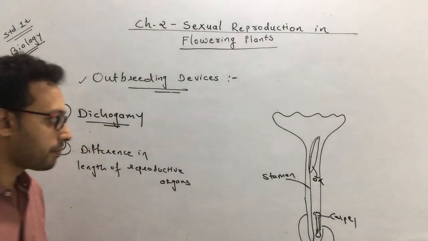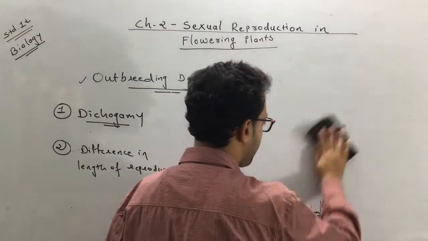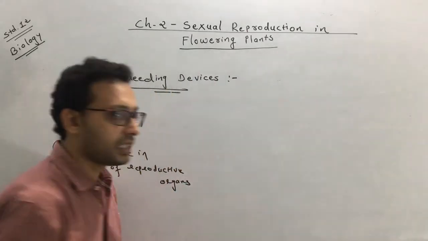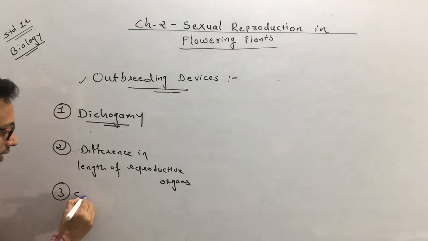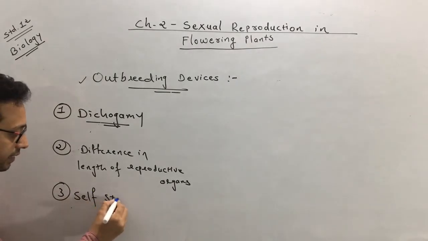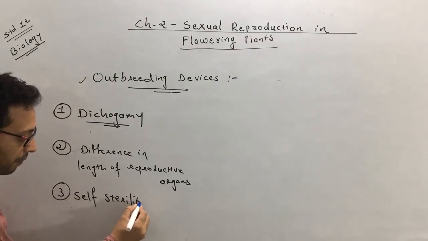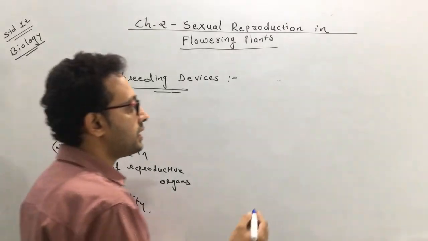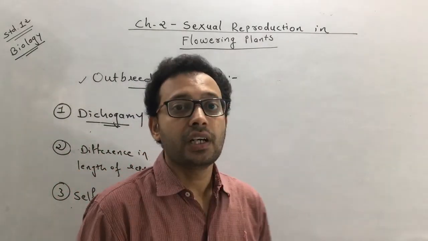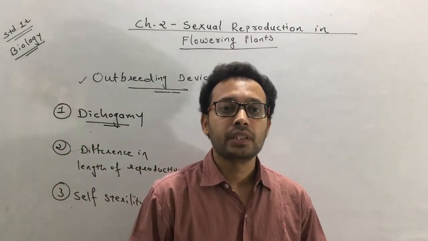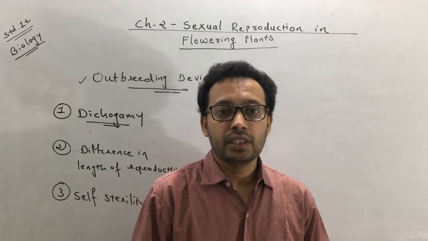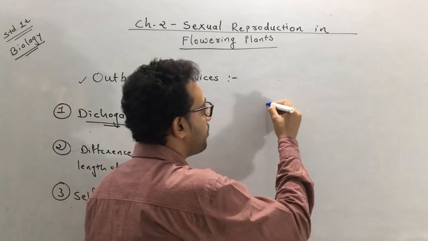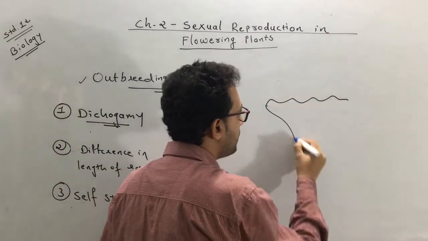Third strategy, it is a genetic mechanism. The third strategy, or you can also call it self-sterility. What happens in self-sterility? It is a kind of genetic mechanism. In this genetic mechanism, what is going to happen is that here the pollen grain is going to be released.